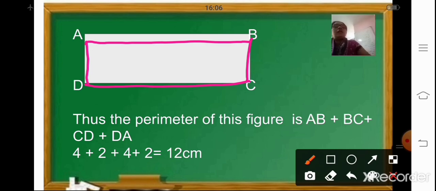Now in this, if I say the length of AB is 4 centimeter and BC is 2 centimeter, then obviously the length of DC, or CD, will also be 4 and AD will be 2. Why? Because the opposite sides of a rectangle are equal. So when we find the perimeter, that is AB plus BC plus CD plus DA, that is 4 plus 2 plus 4 plus 2, that is 12 centimeter.